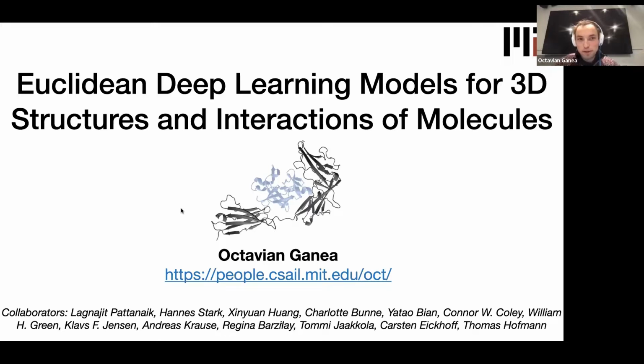I want to make it an interesting discussion, so feel free to jump in with questions. I have quite a bit of content, so if you wish, we can delay the questions for the very end, but otherwise, let's dive into it. I'm going to talk about how we can combine deep learning and geometry to model 3D structures and 3D interactions of molecules. I want to acknowledge my collaborators, which are listed here, before I start.